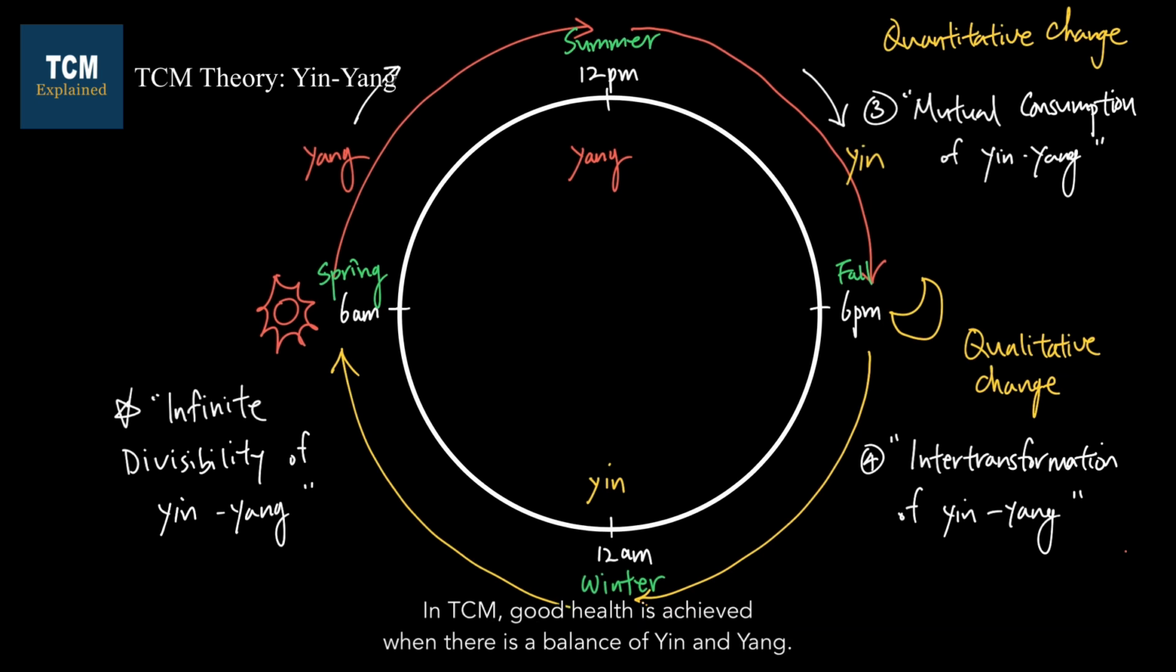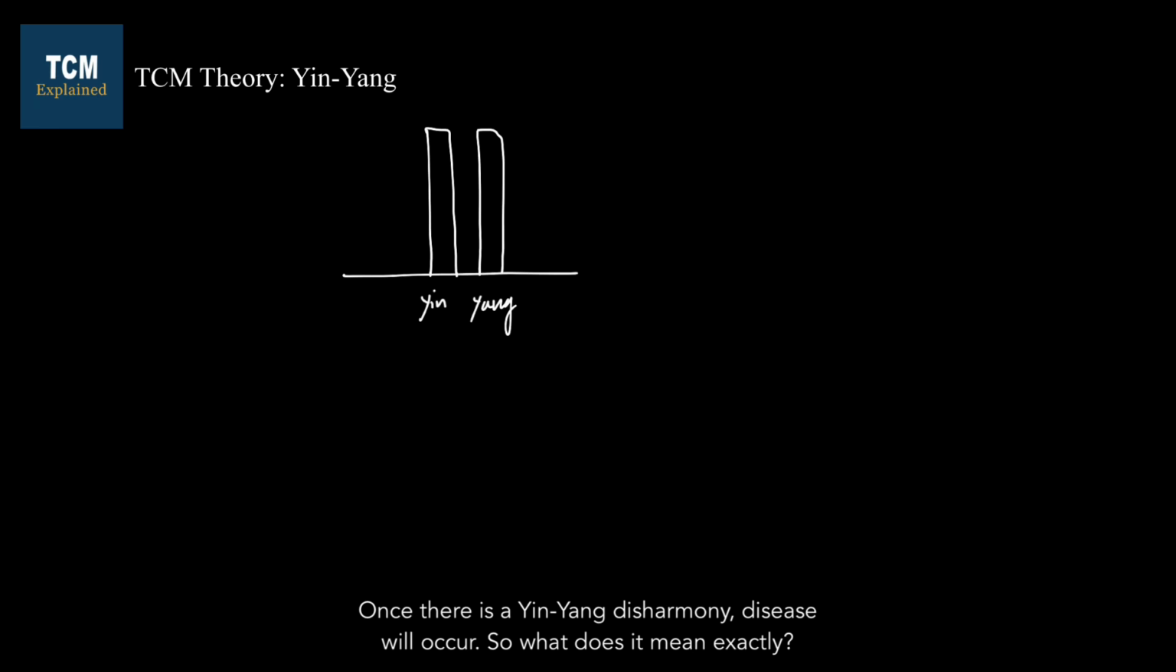In TCM, good health is achieved when there is a balance of yin and yang. Once there is a yin-yang disharmony, disease will occur. So what does it mean exactly? Let's draw a simple diagram to help us understand.